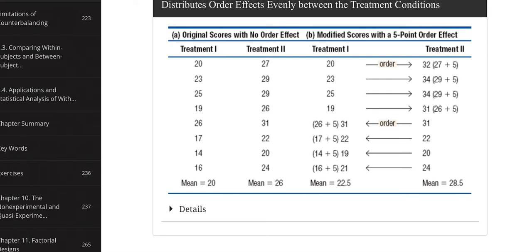So assuming that's a significant difference, we can say that treatment 2 had an effect, or treatment 2 is more effective, or however you want to look at it. Depending on what those treatments actually are.